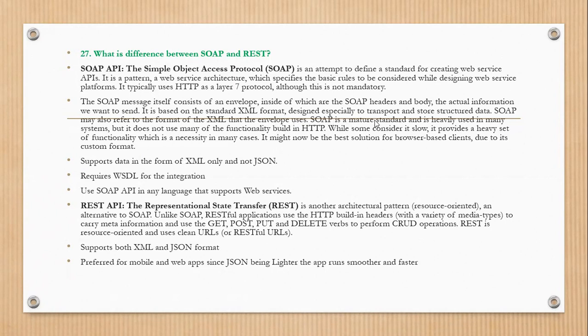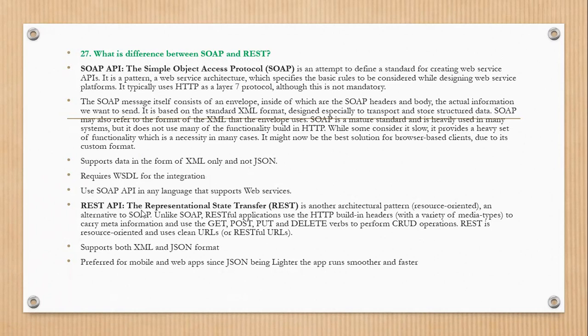SOAP is a native standard and many systems have it, but it is not used for many functionalities. Nowadays we consider it slow because it provides a heavy set of functionality which is not necessary in many cases, so it might not be the best solution for browser-based clients. It supports data in the form of XML only and not JSON. WSDL is required for integrations, and SOAP API can be used in any language that supports web services.